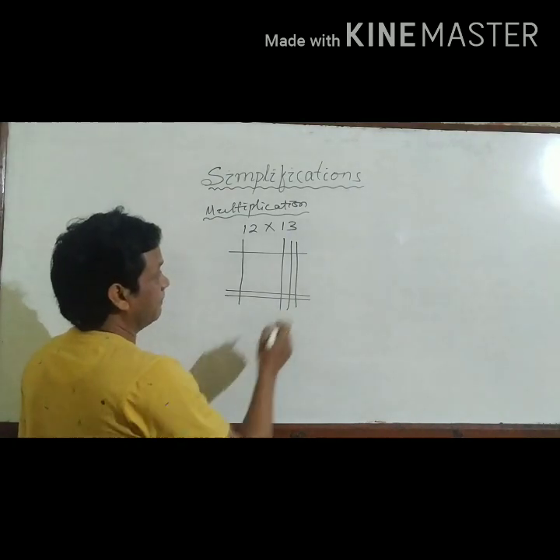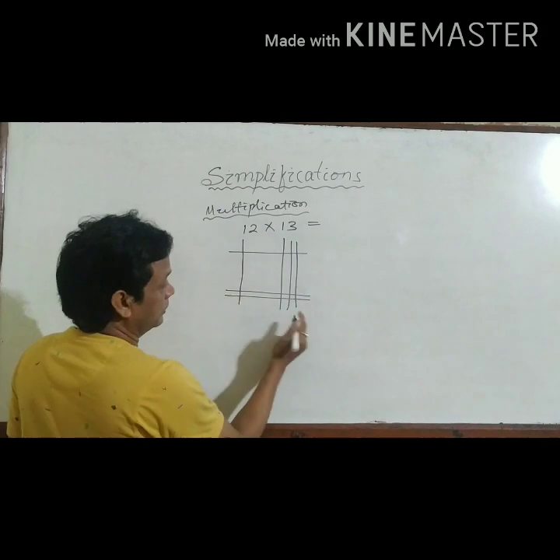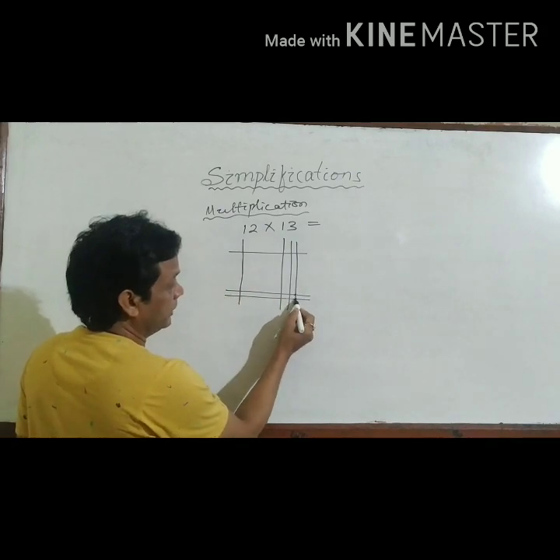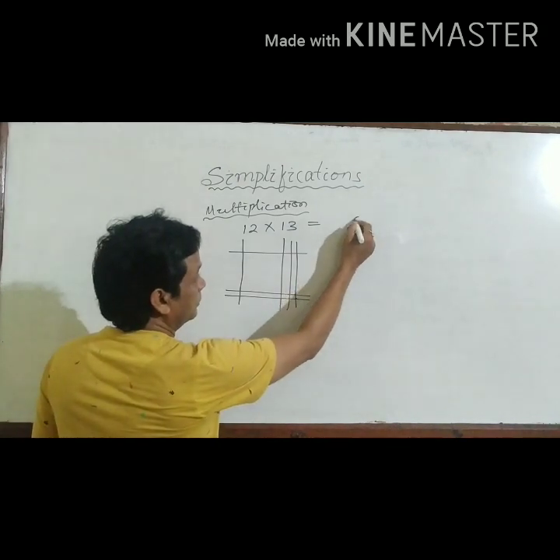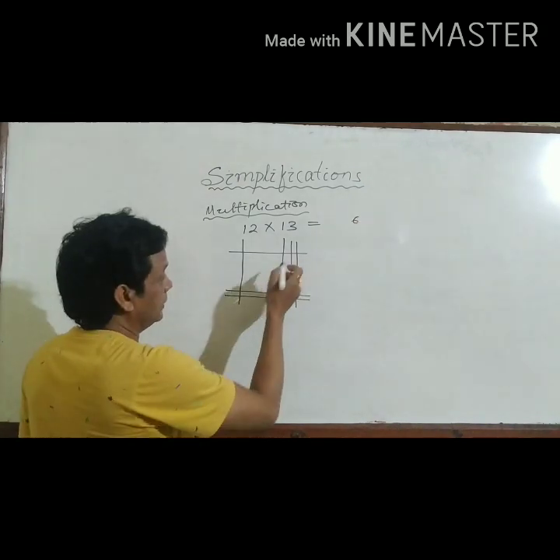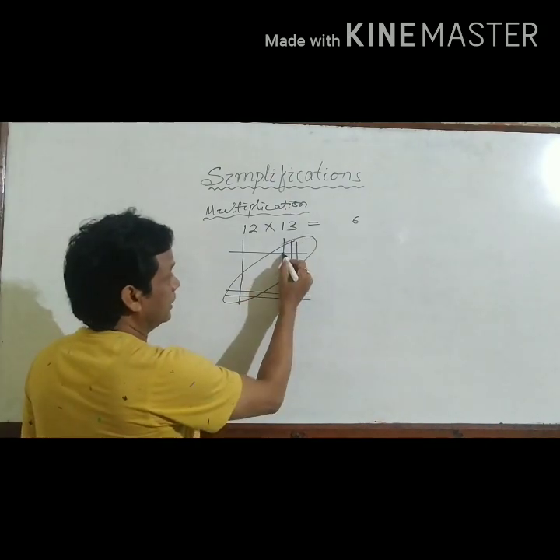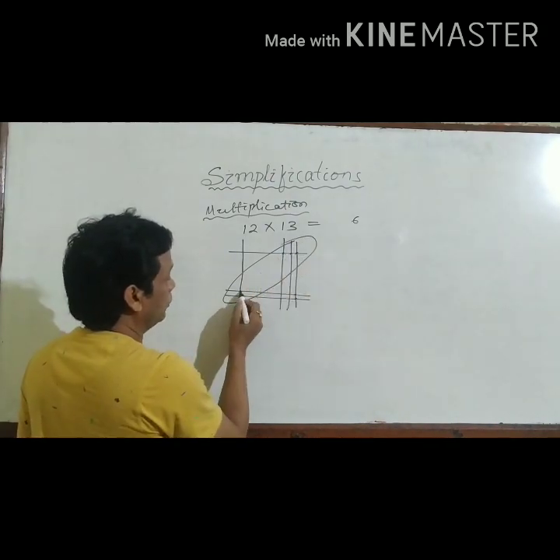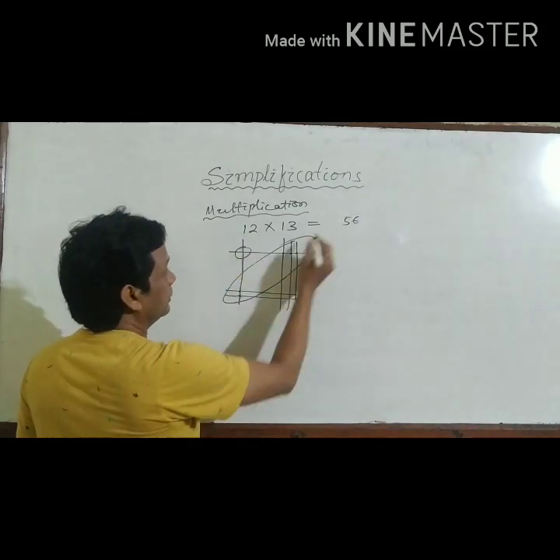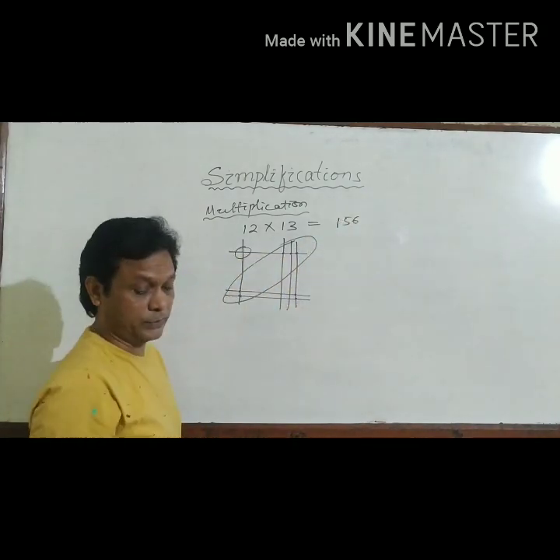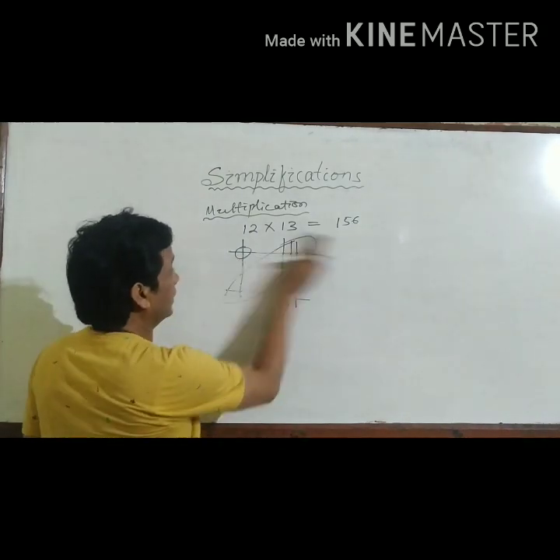So how to calculate? What is the answer? Go from downward. What is the point of intersection? 1, 2, 3, 4, 5, 6. So the last one is 6. Then count these numbers diagonally. This is 1, 2, 3, 4, 5, so this one is 5. Then this one 1. So the answer is 156. Okay, now let us take another example.